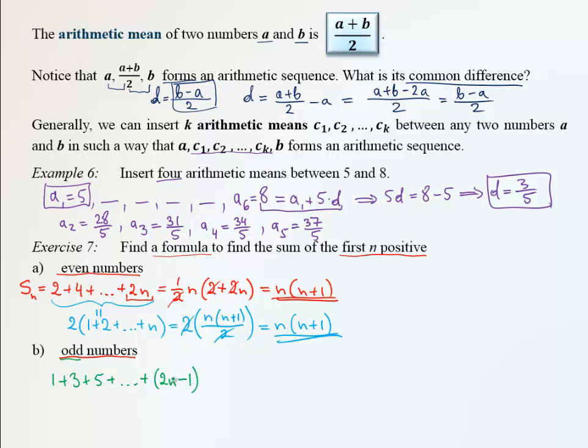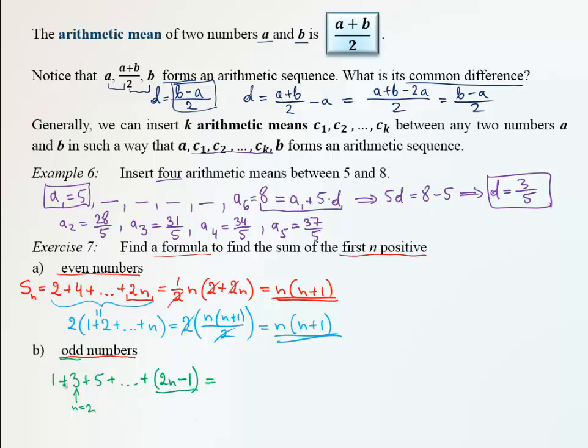Why minus, not plus? Well, we just need to check. The second number, if n is 2, we should end up with 3. So 2 times 2 will be 4. To get 3, we need to subtract 1 rather than add 1. So that's why it's 2n minus 1 as an nth term.